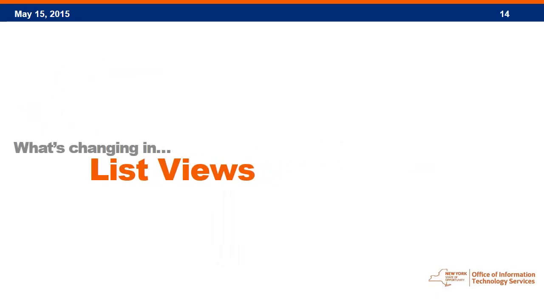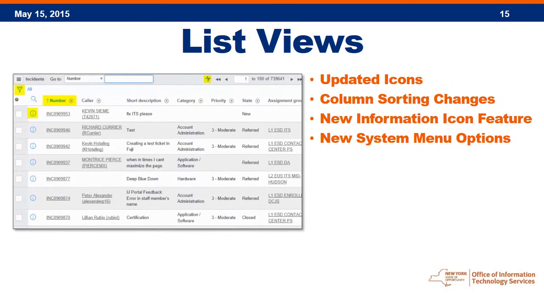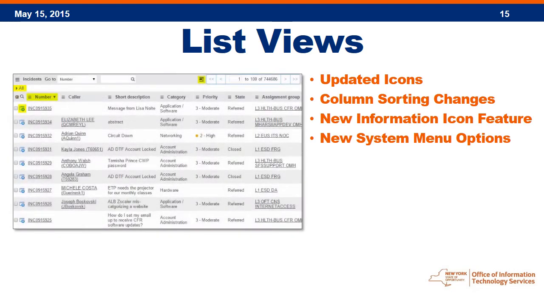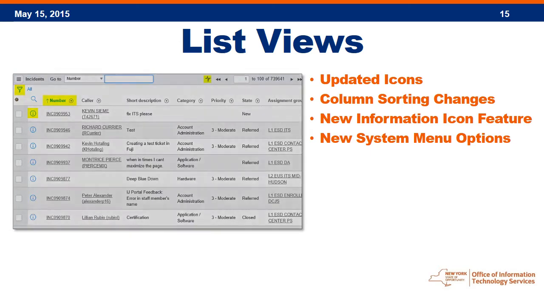We will now spend some time going over the new features for list views. In Eureka, you will see the highlighted icons shown here. These icons are used for viewing filters, column sorting, gathering information, and viewing the activity stream. In Fuji, there are updated icons and changes to column sorting. We will go over these in more detail soon.